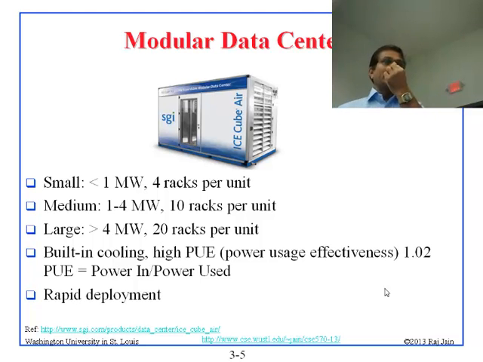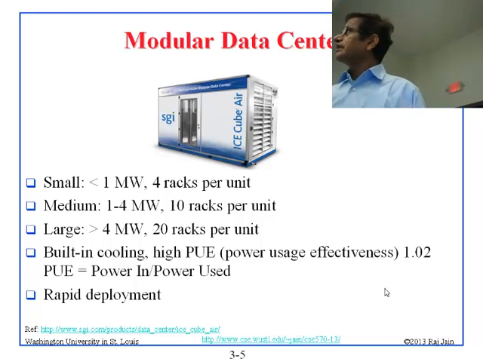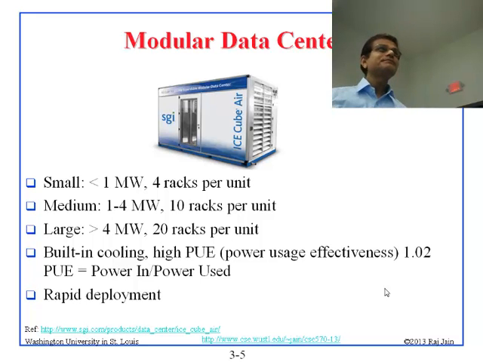Ice cube. And this ice cube is actually not as small as it says. It's not like an ice cube. It's really big, but that's what it looks like. A small one would need less than 1 megawatt of power. It will have 4 racks. Medium one will have 10 racks and take 1 to 4 megawatt, and the large one will have 20 racks with more than 4 megawatts. It has everything that you need. So as a computer scientist, you can just put the order through and you have a data center. You don't have to worry about the rest of this stuff. Of course, you have to connect it.